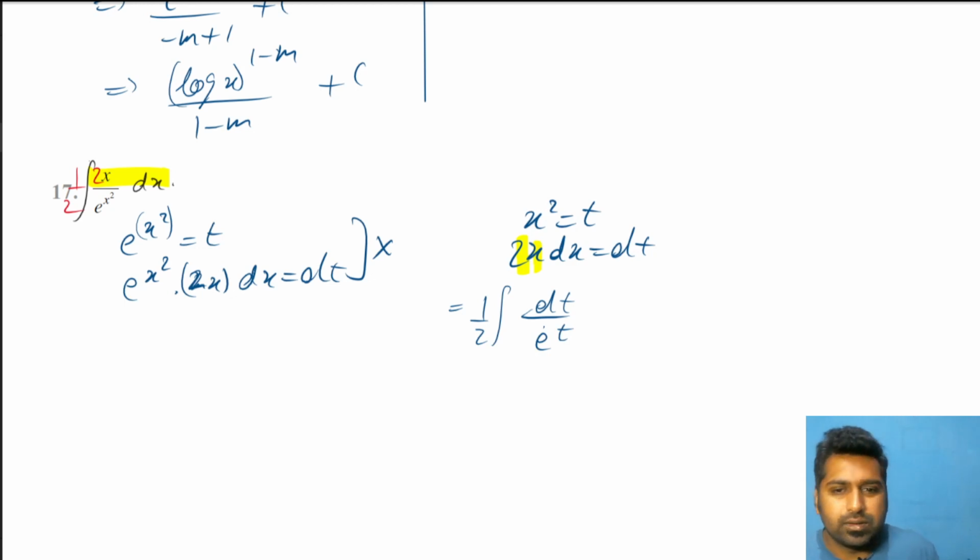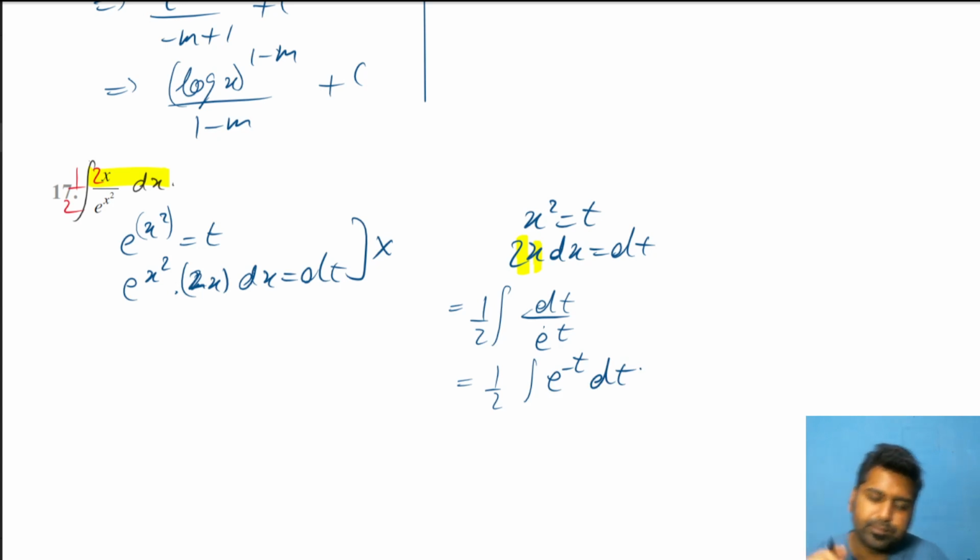Because x square was t, na? All right. So it actually is 1 by 2 integration of e raised to power minus t dt. Now, what is the integration of e raised to power minus t? E raised to power x, you know. What about e raised to power minus x? Na? That's the whole point.